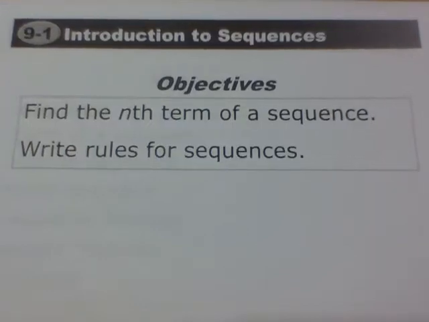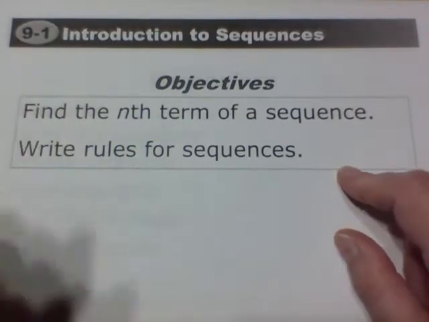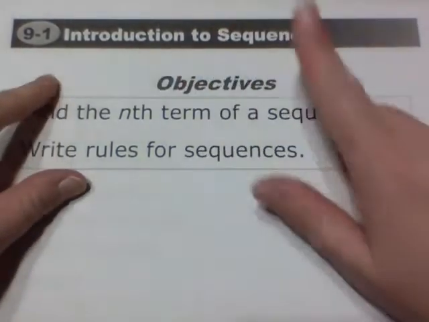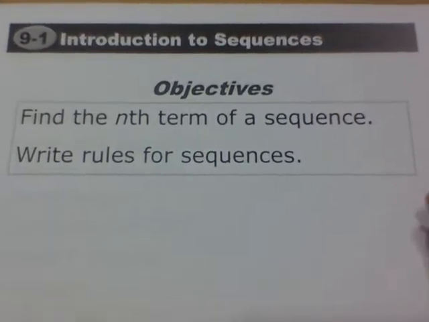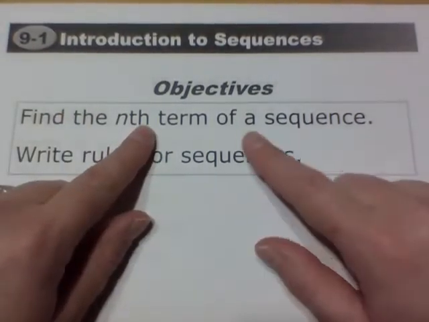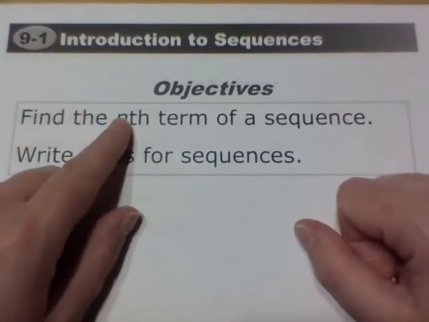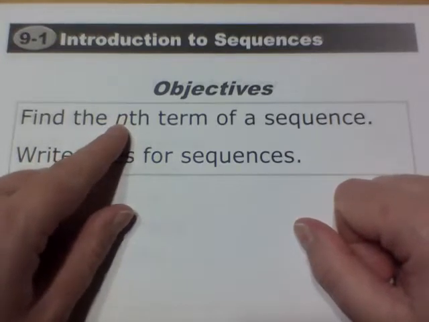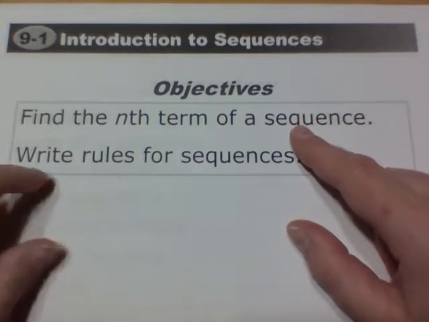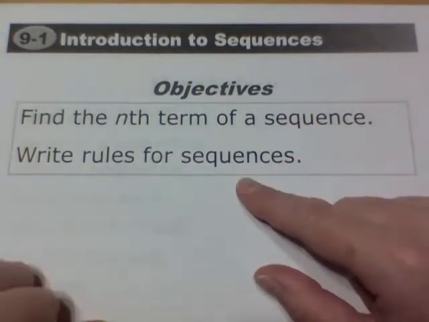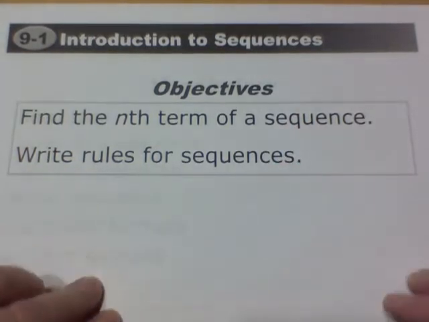Alrighty, so we are going to start now with Chapter 9, our first section, which is Introduction to Sequences. Today's objectives are to find the nth term of a sequence. You would just put a number here for n, like the 16th term of a sequence, which is a list of numbers. And then we're going to write some rules for sequences. So here we go.